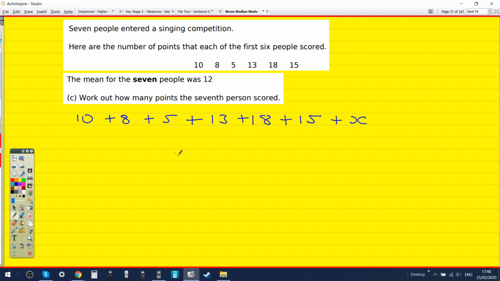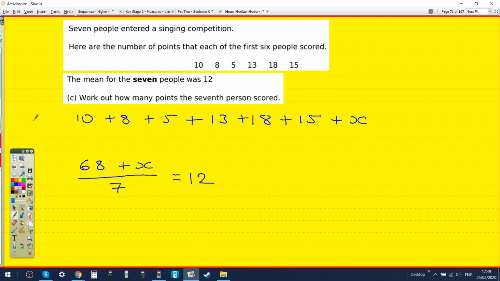And then if you divide, without x is 68. And if you divide it by 6, that's 11.5. So hold on. How many people were there? 7, because x was the 7th person. Yeah, so it will be 9 point something. No. So the mean for the 7 people was 12. So all those added up, 68 plus x divided by 7 gives you 12.